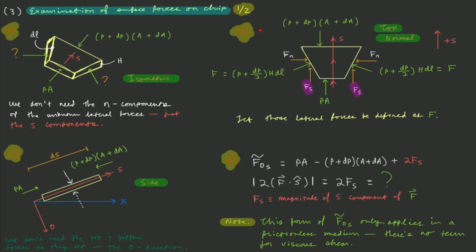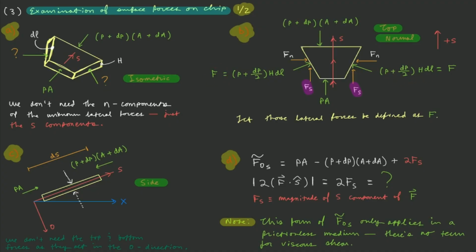If you now look at B here, you'll see here's our PA on control surface 1. Here's our P plus DP times A plus DA on control surface 2. Now we have our lateral pressure forces. Each of those lateral pressure forces is equal to P plus DP over 2 times H times DL. P plus DP over 2 is basically saying, take a balance of the pressure here, and say it's essentially uniform across this face. Here it's P, here it's P plus DP, so the average pressure along this face is P plus DP over 2. The area of this face is H DL, and we have that symmetrically reflected on this side too. P plus DP over 2 times H DL.